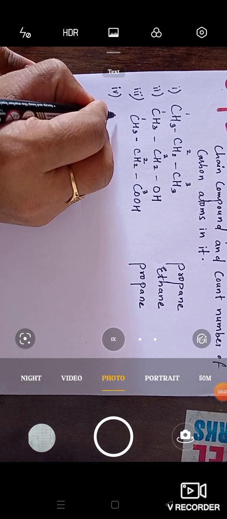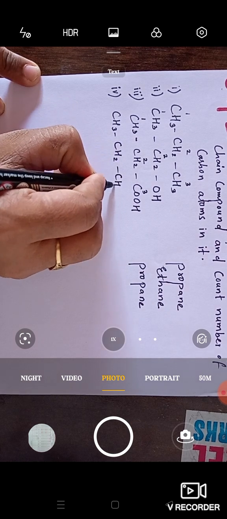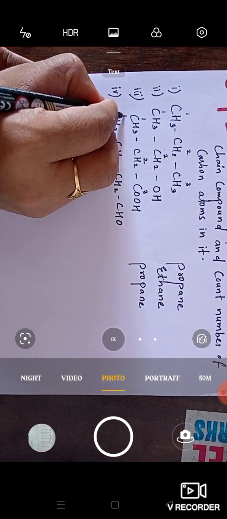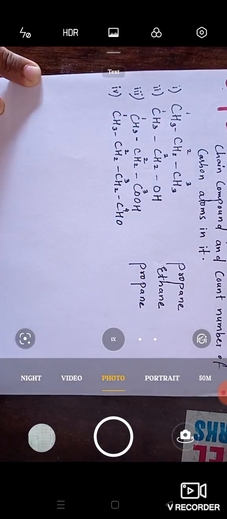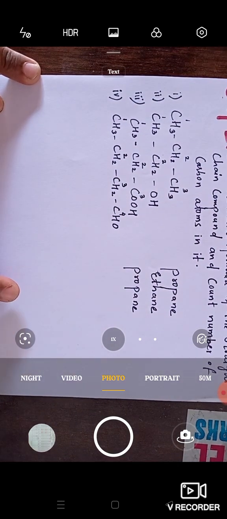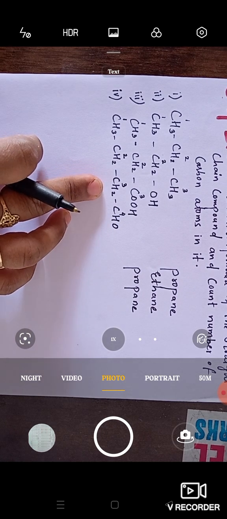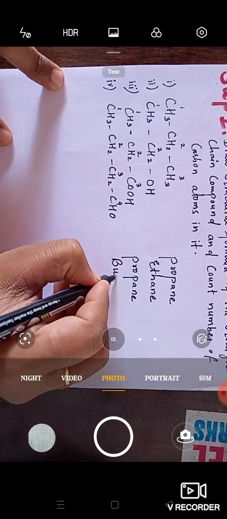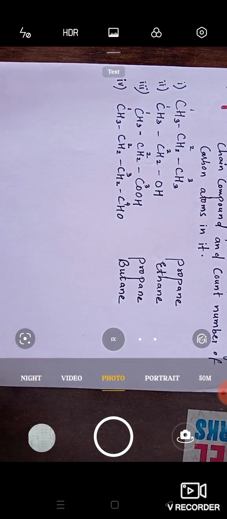CH3, CH2, CH2, CHO. Let's count the number of carbon atoms: 1, 2, 3, 4. There are 4 carbon atoms. So the alkane with 4 carbon atoms, the parent name would be butane. The alkane with 4 carbon atoms will be taken as butane.